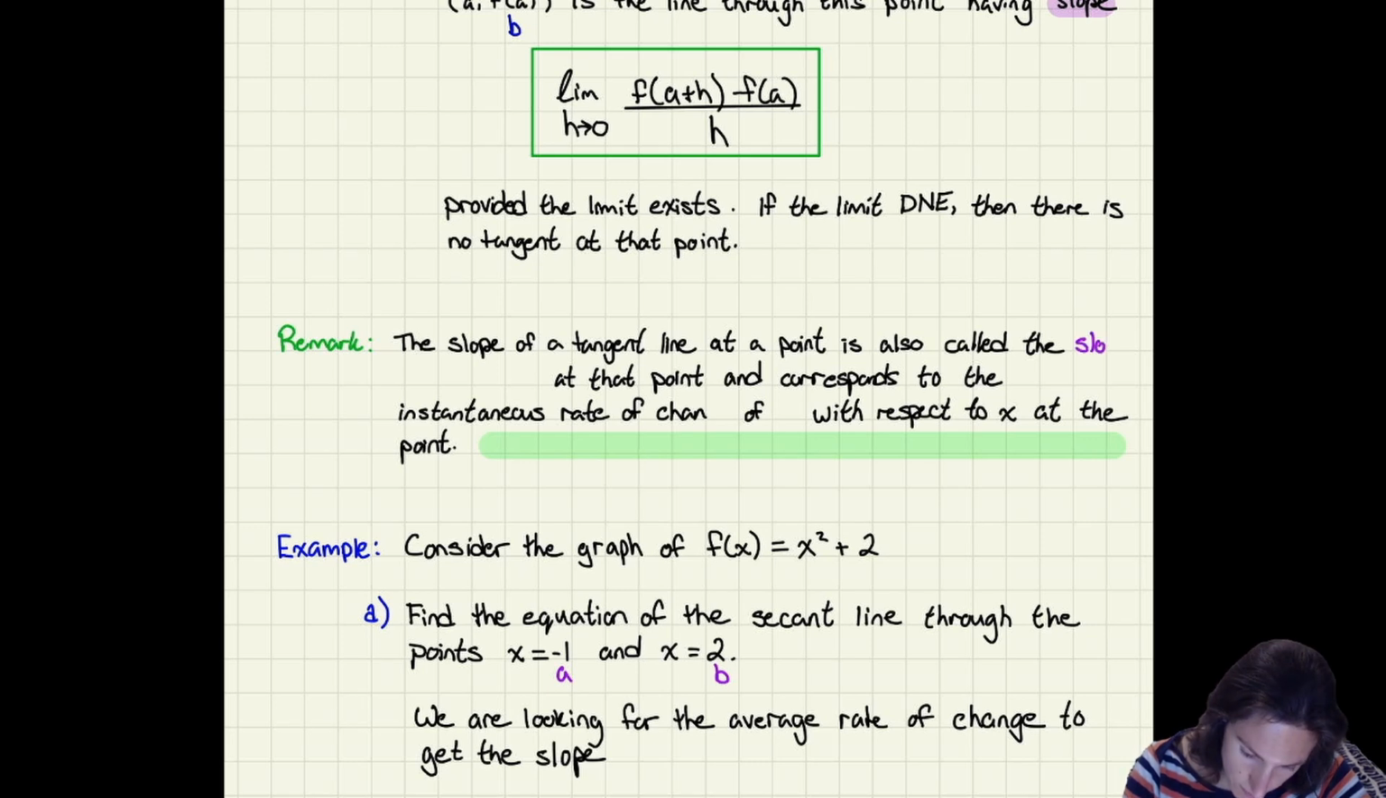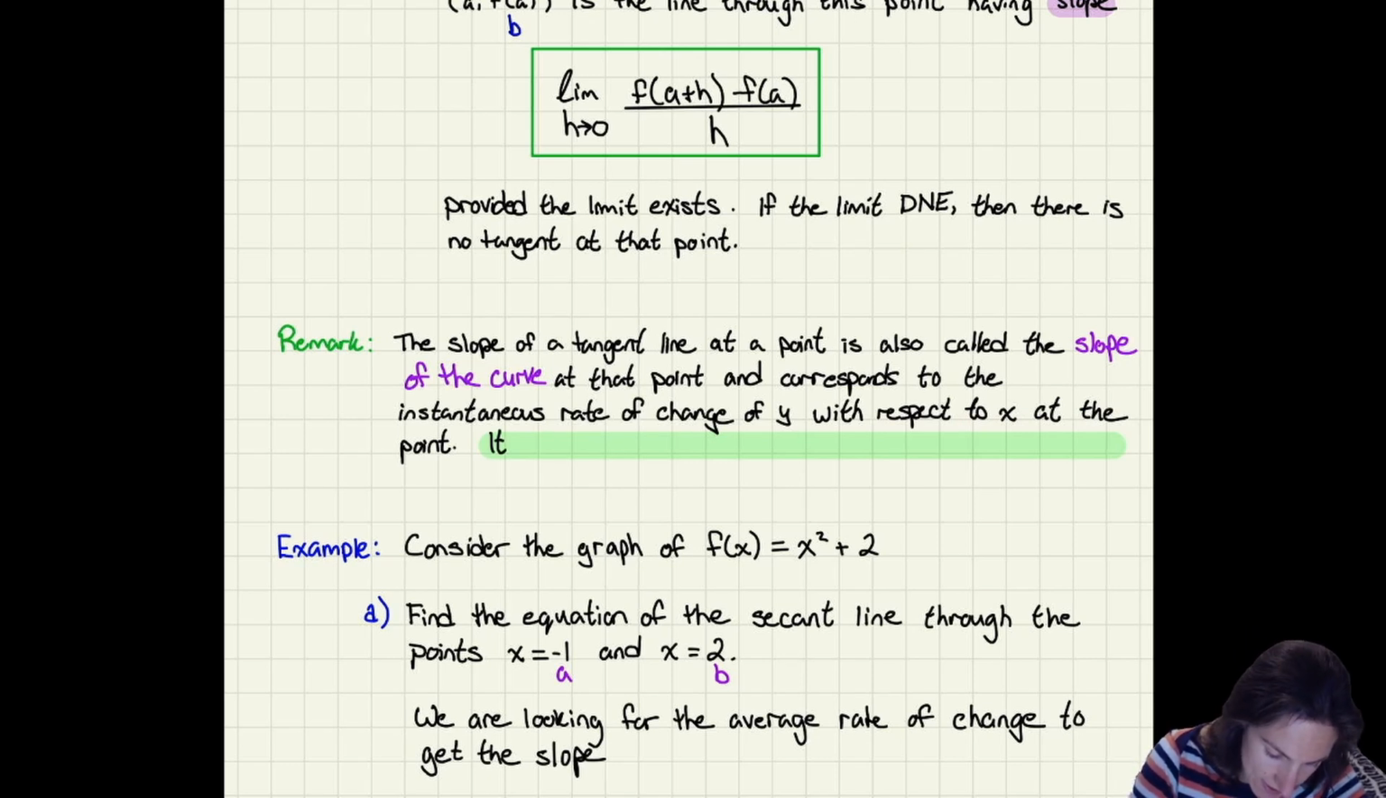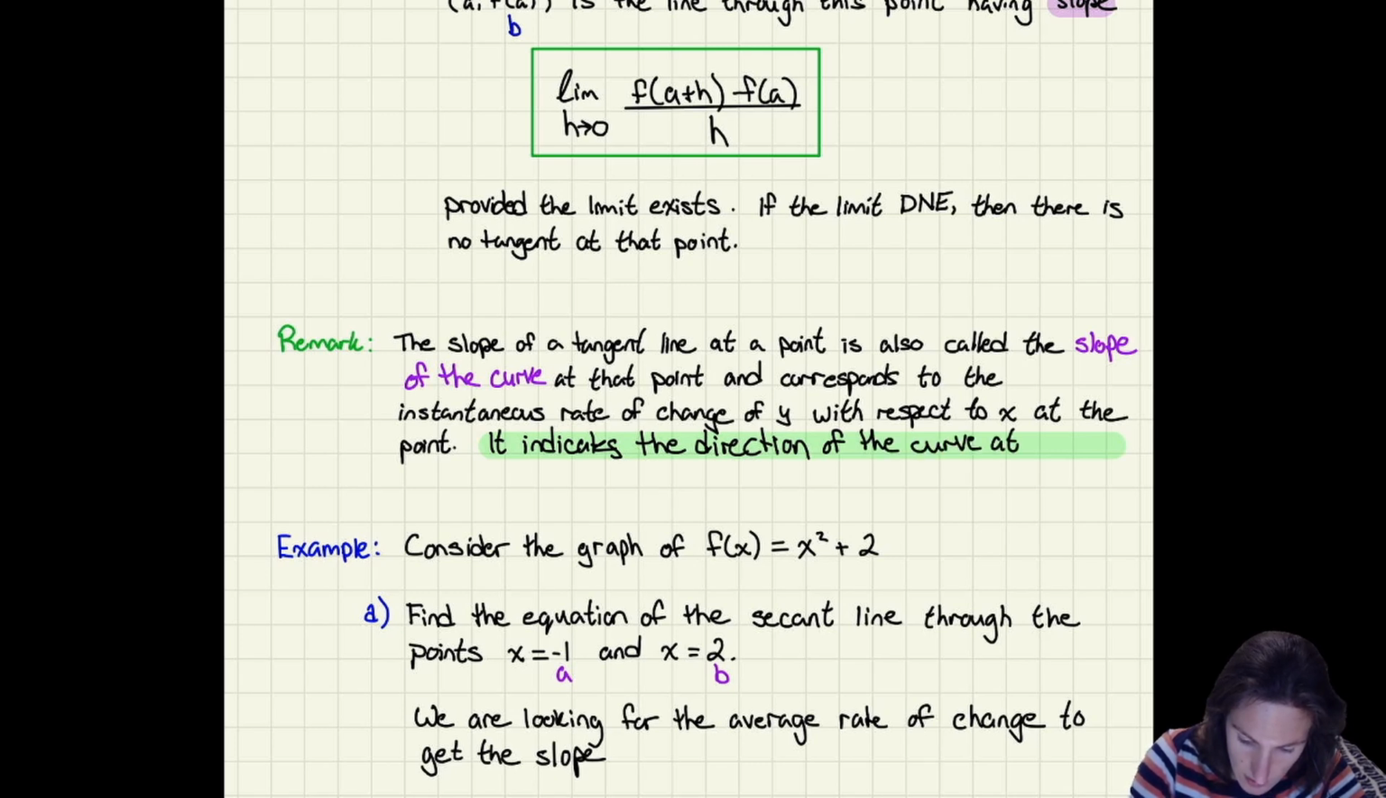Is the slope of the curve at that point and corresponds to the instantaneous rate of change of y with respect to x at that point. So basically what this does is it indicates the direction of the curve at that point.